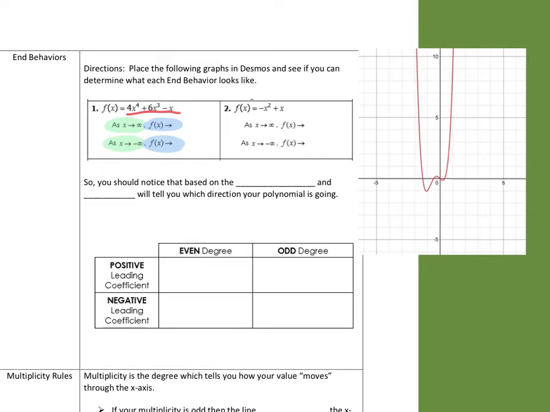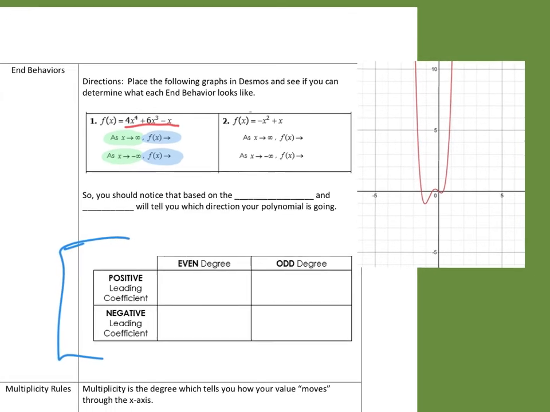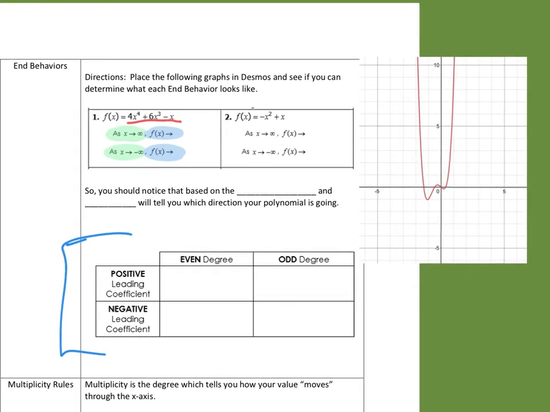Okay, so we're going to fill out this chart next. This is super important. This is something that you will need to know, okay? We'll have to memorize this. It'll be pretty easy to memorize once you start practicing these, so I'm not too worried about it. But if we look, let's just look at this example that we have here. So my equation is 4x to the fourth plus 6x to the third minus x.